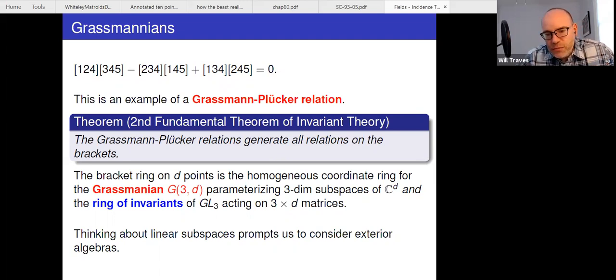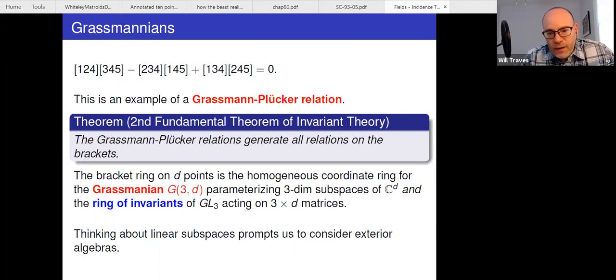Well, it's actually the coordinate ring for two geometric objects. One is the ring of invariants of 3 by 3 invertible matrices acting on 3 by D matrices. So there's D columns here, and the D columns are coordinates of D points. That's one way to think about this ring, as telling you something about the invariance of D points in the plane.